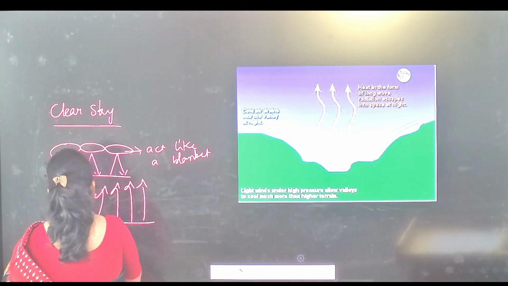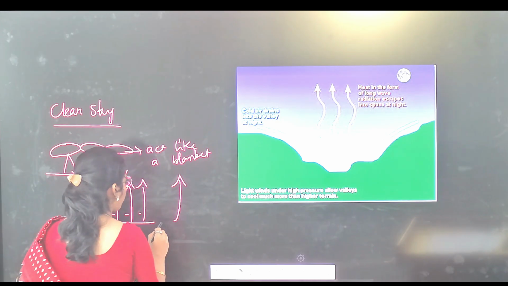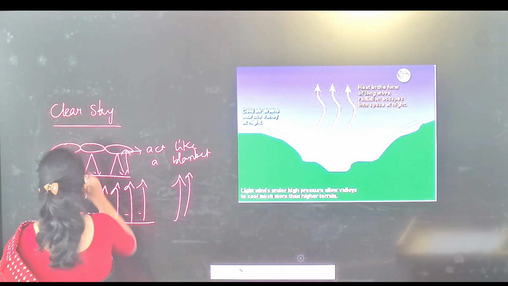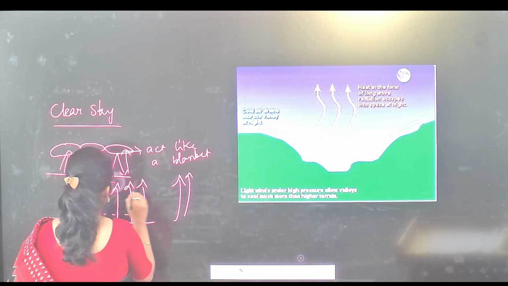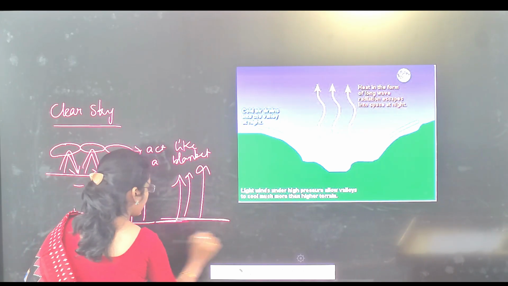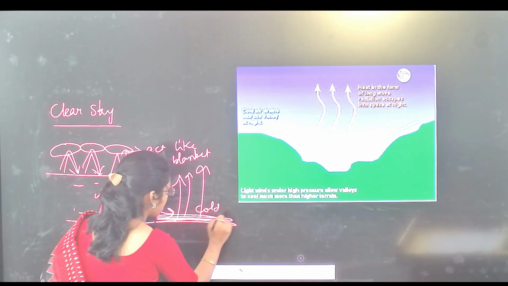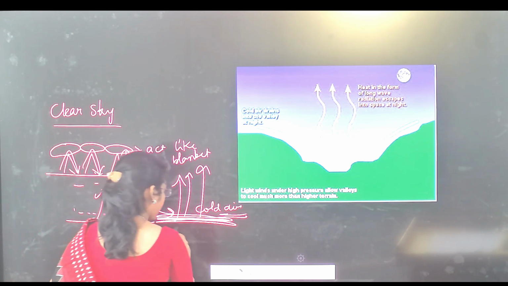And what happens here? Now this warm air is moving upwards. Here warm air is re-emitted if clouds are there. Here clouds are not there. What happens? This warm air moves up, and in this void, in this vacuum place, dense cold air comes in near the surface.